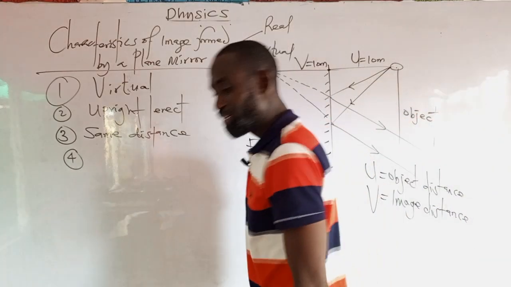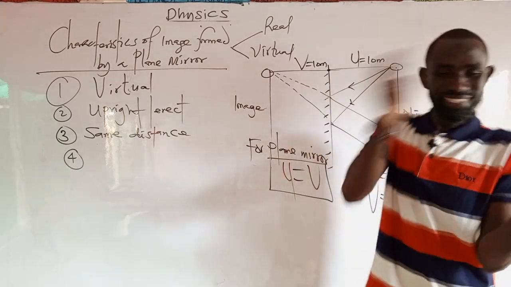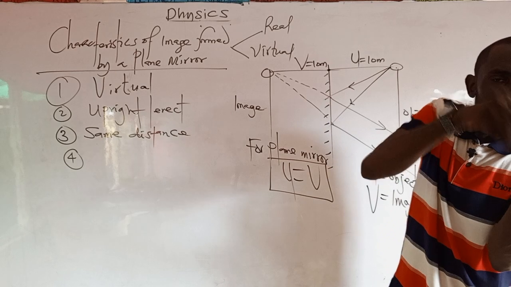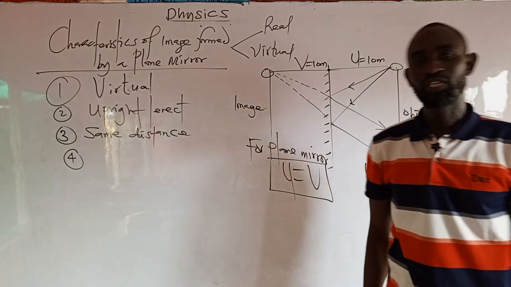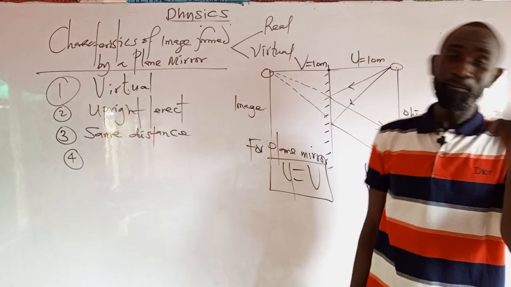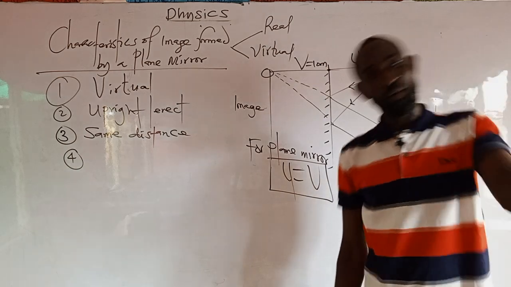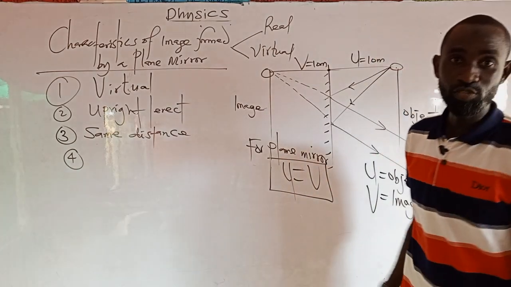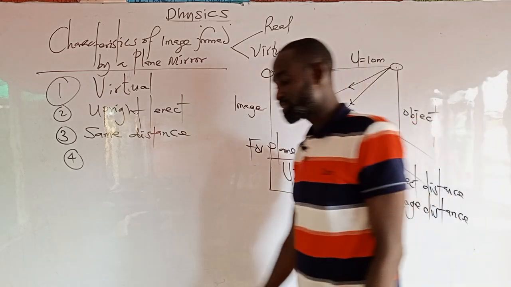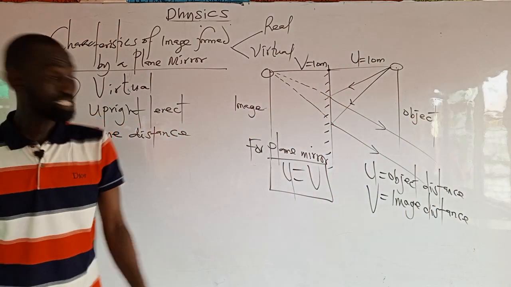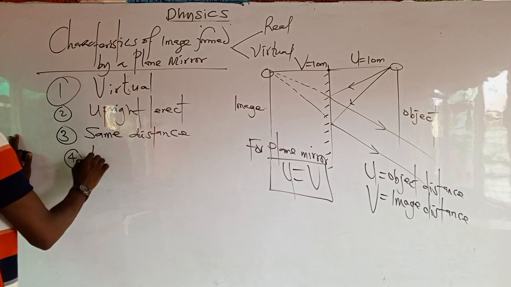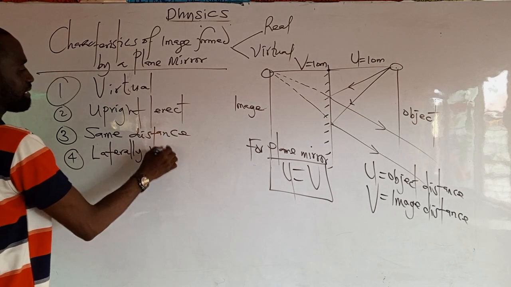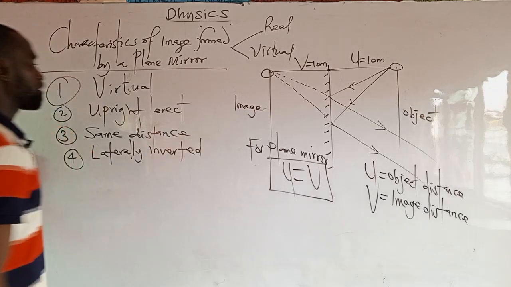Lateral inversion. So, the turning from what? From side to side of the image of an object when viewed through a plane mirror is what we call lateral inversion. P7 will look like what now? F9. When you place P7 in front of the mirror, it will look like F9. Anything using P7 and F9, nothing is good. So it is laterally inverted.